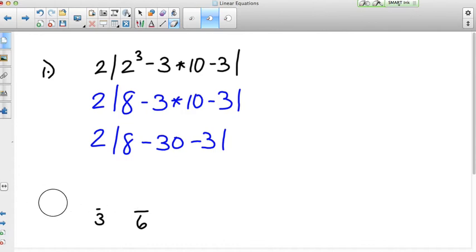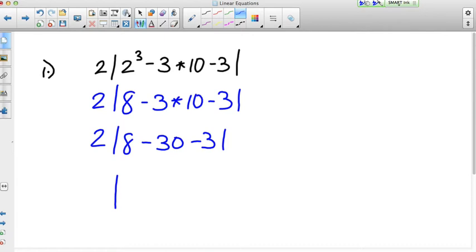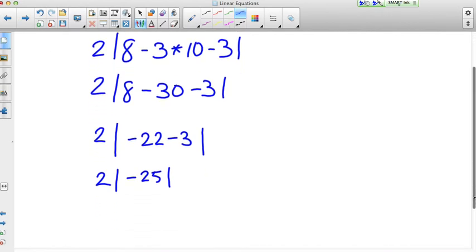Erase this. Subtract straight across. This becomes negative 22 minus 3. Bring down the absolute value of the 2. This becomes 2 times the absolute value of negative 25, which is 2 times 25, or answer B, which was 50.